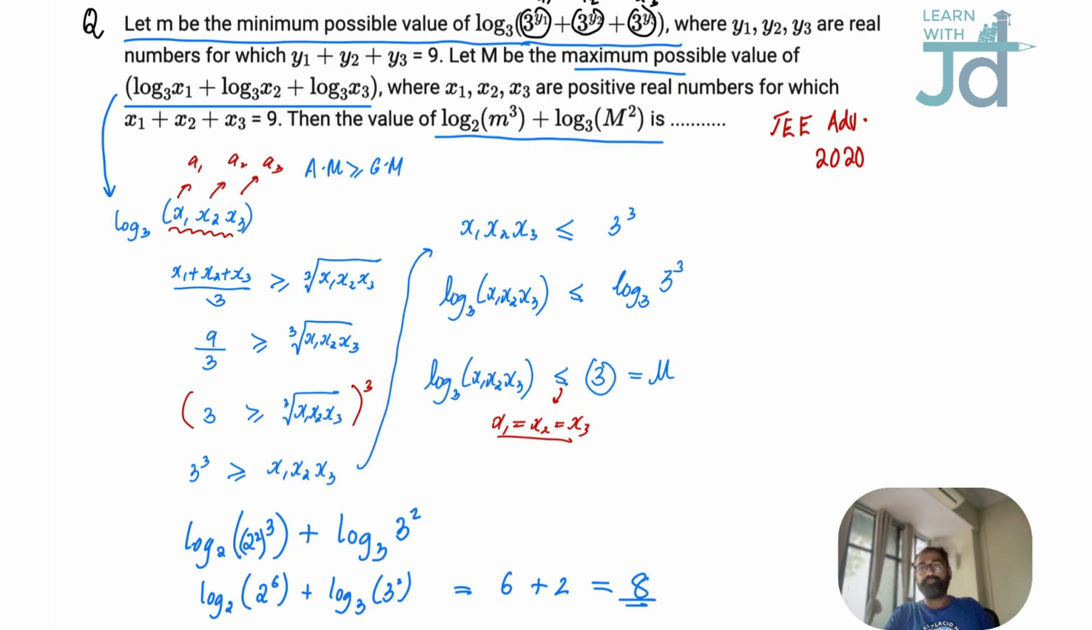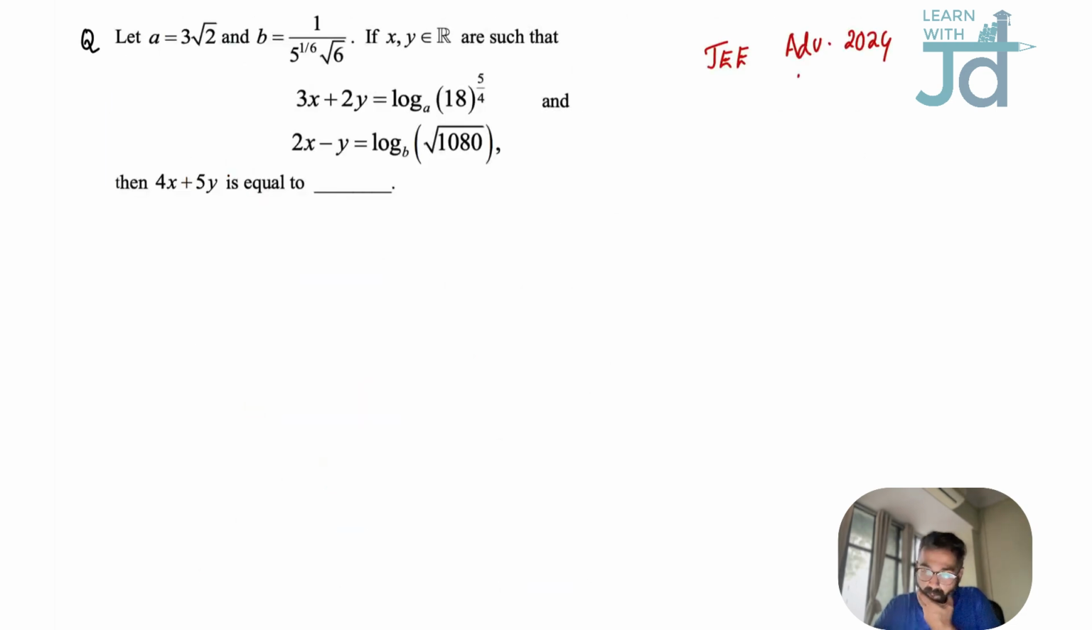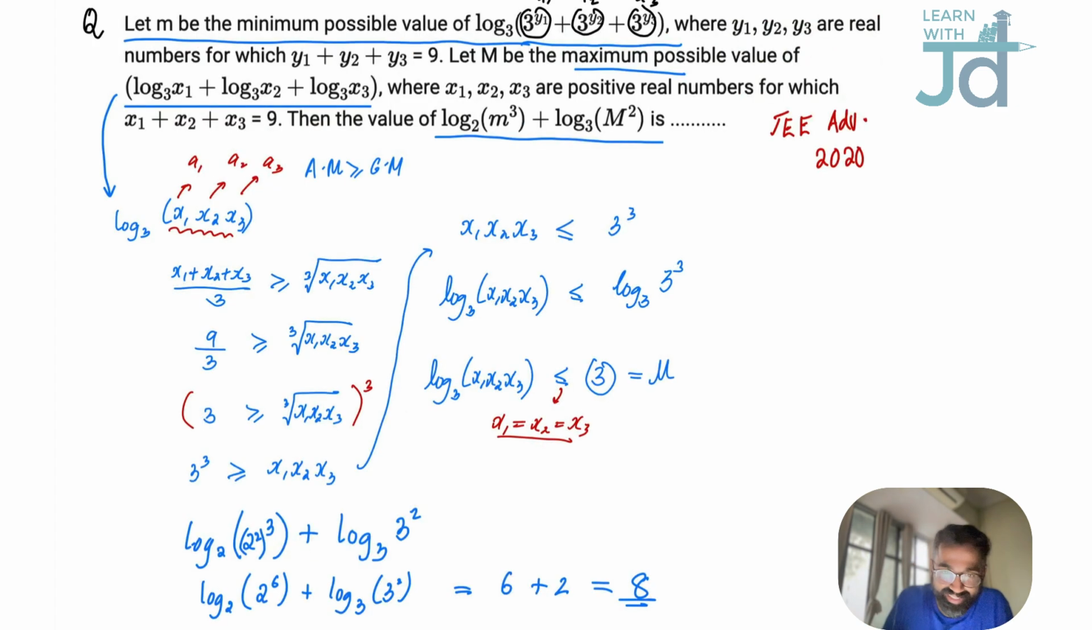Now we'll go to the next problem. Okay, this was a very recent question, JEE Advanced. It was very easy. The only thing you had to do was think along those lines. The same type has been repeated. I feel this is easier than the previous one.